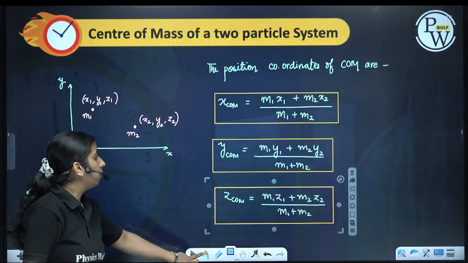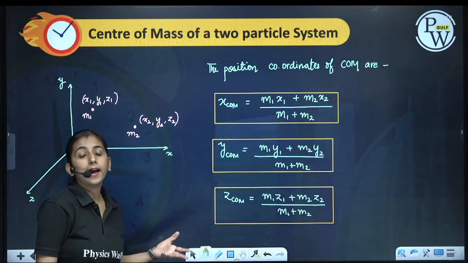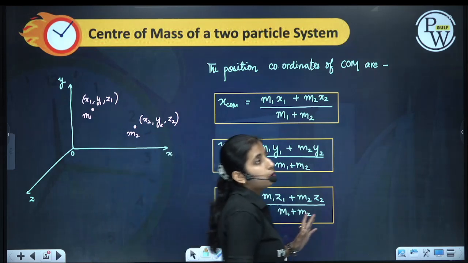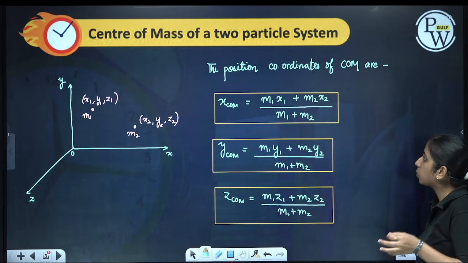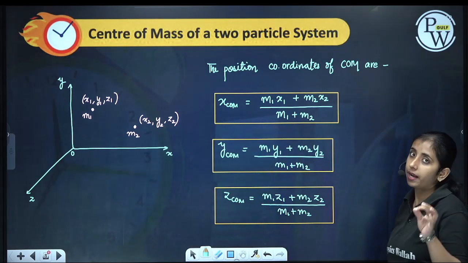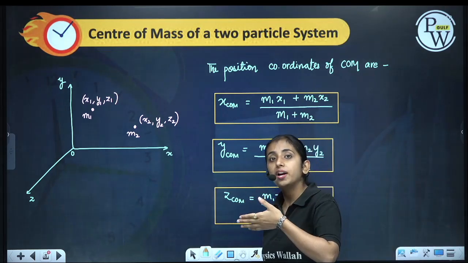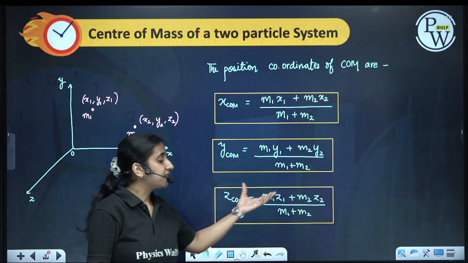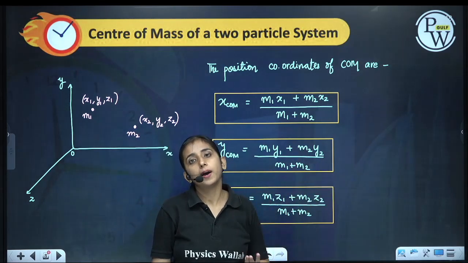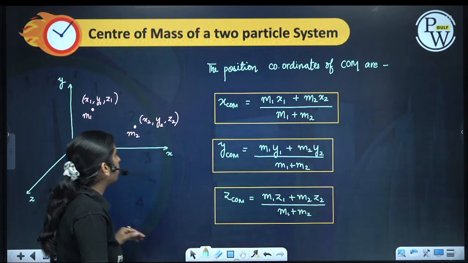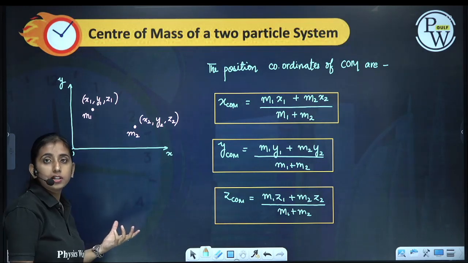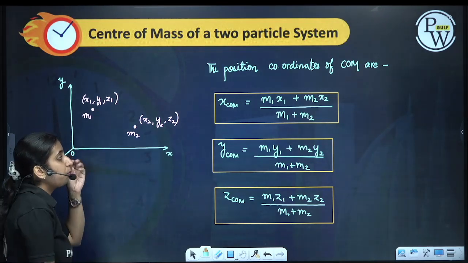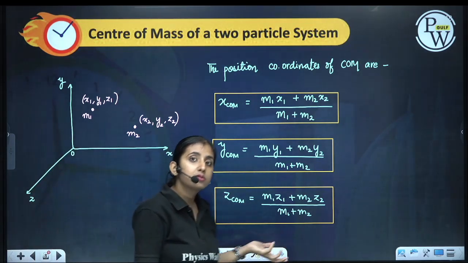This is how we define the x, y and z coordinates of the center of mass: m1 x1 plus m2 x2 divided by m1 plus m2, m1 y1 plus m2 y2 divided by m1 plus m2, m1 z1 plus m2 z2 divided by m1 plus m2. These are the position coordinates of the center of mass, the point where the whole mass is supposed to be concentrated.